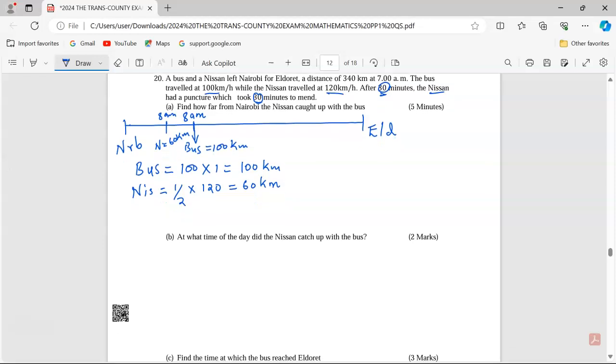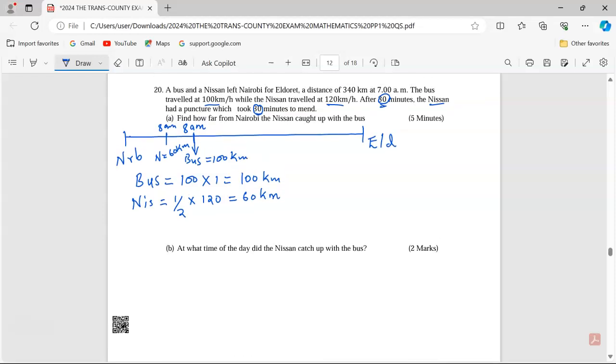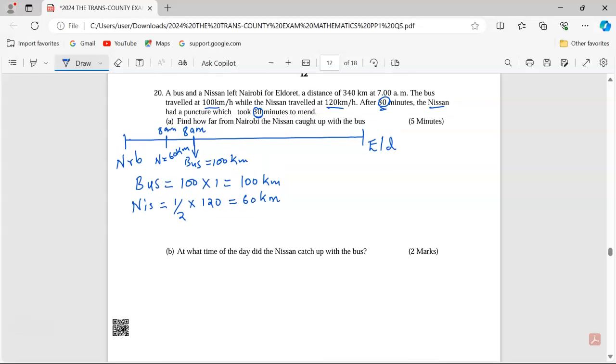So at 8 a.m. we can talk of the distance now, because it is at 8 a.m. when the Nissan starts to move again. At 8 exactly, the relative distance between these two vehicles is when we take 100 and subtract 60, and this gives us 40 kilometers. So there is 40 kilometers between the two vehicles.